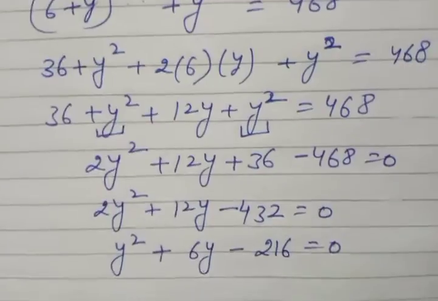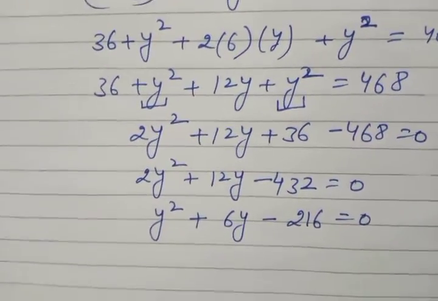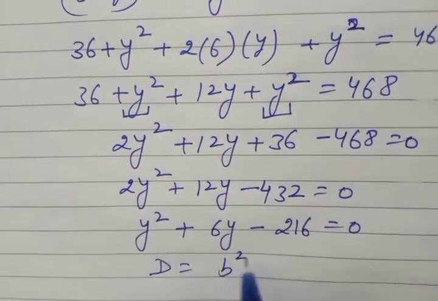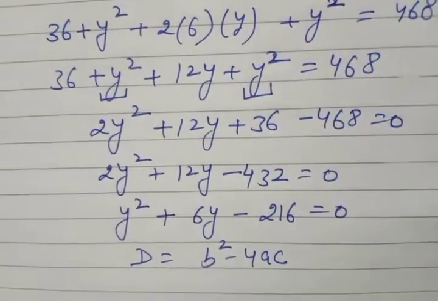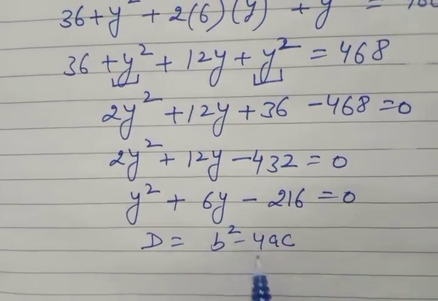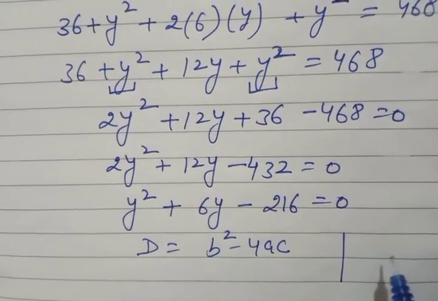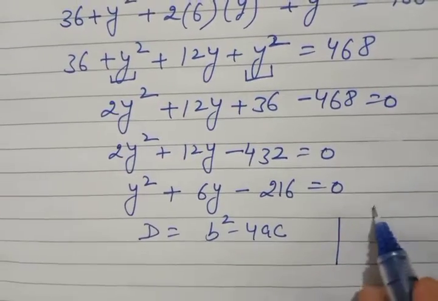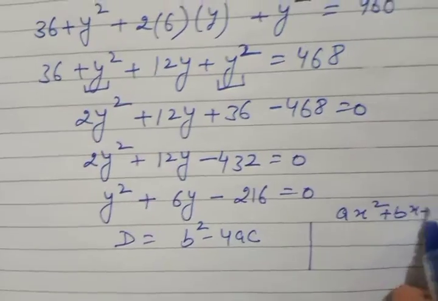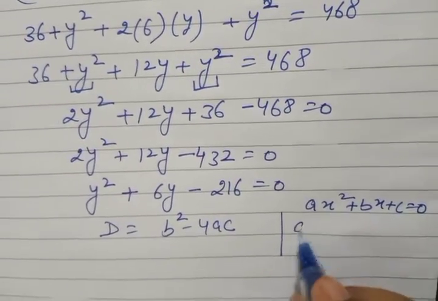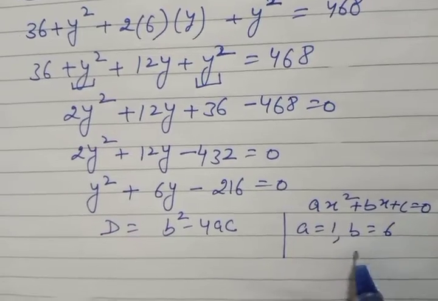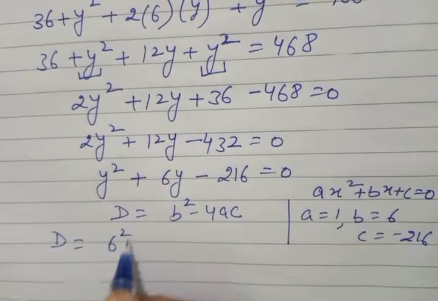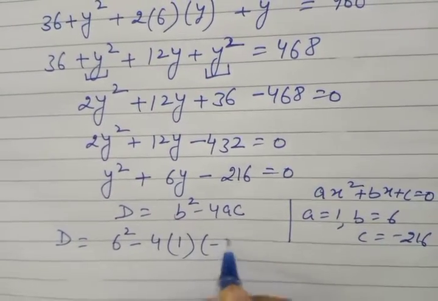Now apply the quadratic formula or splitting the middle term. This is up to you. You can apply any formula. D is equal to b square minus 4ac. I am solving it completely for you people so that you can understand this method also. Otherwise I will give you the link in the description box for the previous videos to understand this method better. The standard form of the quadratic equation is ax square plus bx plus c is equal to 0. So a here is 1, b here is 6 and c here is minus 216. Discriminant is b square minus 4ac.